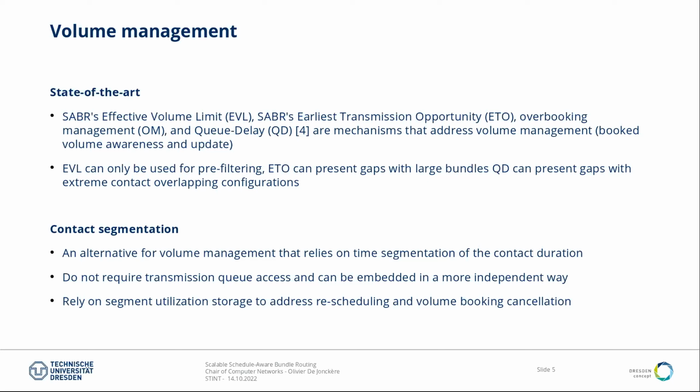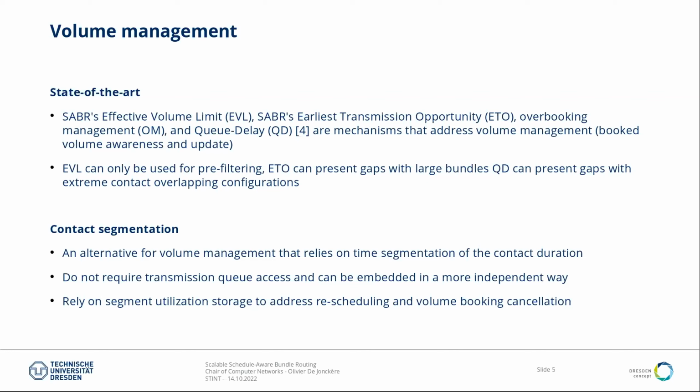So EVL can only be used for pre-filtering, because if there is some overlapping of the consecutive contacts, then we need to process a dry run to make sure that the bundle can get through. ETO can present some gaps with large bundles. So if a large bundle is being transmitted and during this bundle transmission, we trigger the scheduling of another bundle, then the ETO might be incorrect for this second bundle.